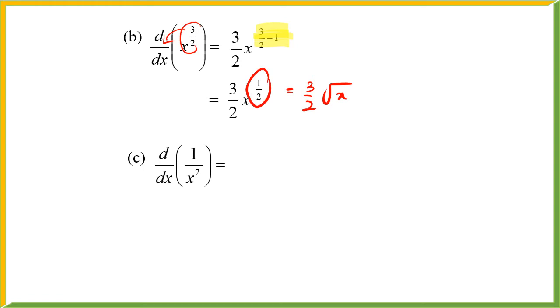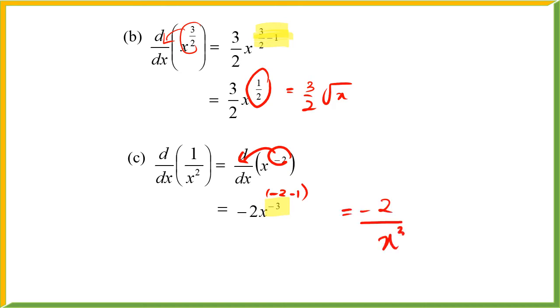For 1 over x squared, which can be written as x^(-2), we bring the power negative 2 to the front as the coefficient. So we have negative 2 of x^(-2-1), which is equal to x^(-3). You can also write down the answer as negative 2 divided by x cubed. Another method to write it down. We can write it here or here, the same thing.